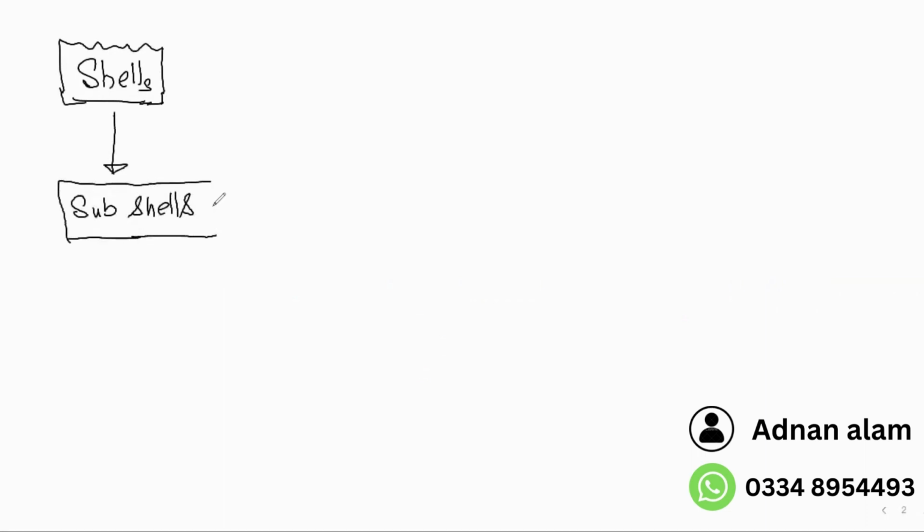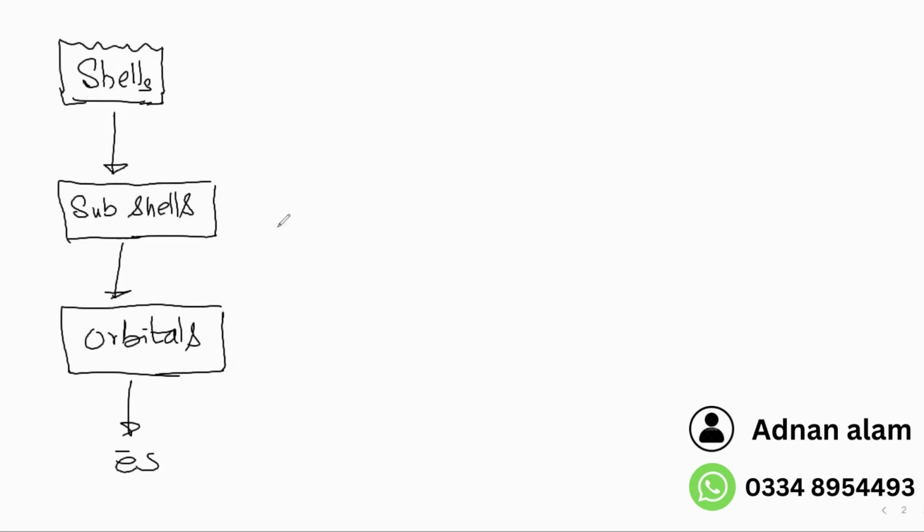Now we conclude, or the chemists concluded, that shells contain subshells. Subshells actually are present in shells, right? Shells contain subshells, and then subshells contain orbitals, and then orbitals contain electrons, right? So if we are to locate or identify an electron, it can be located in an orbital. The orbital will be located in a subshell. The subshell will be present in a shell, and the shell will be present in the atom.